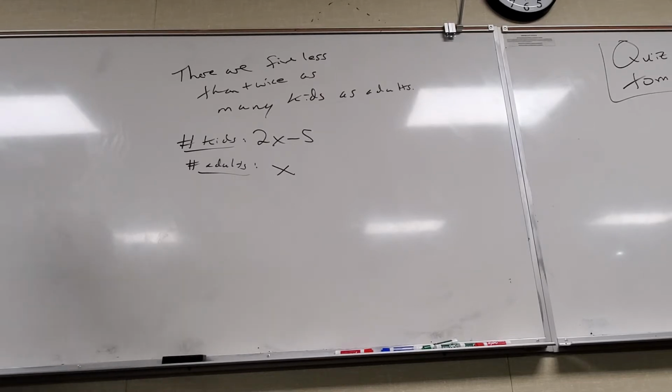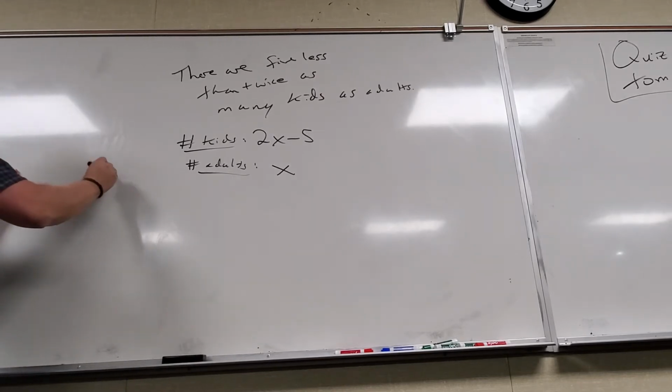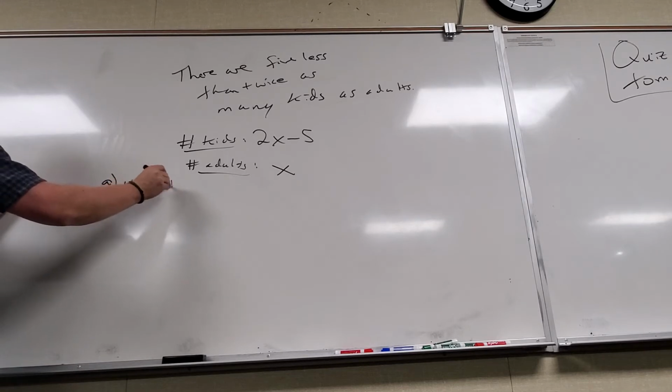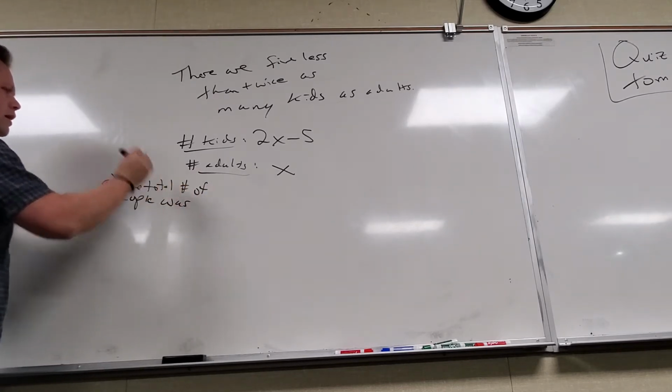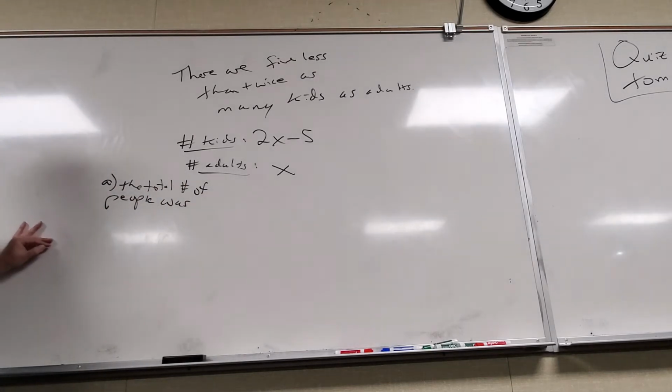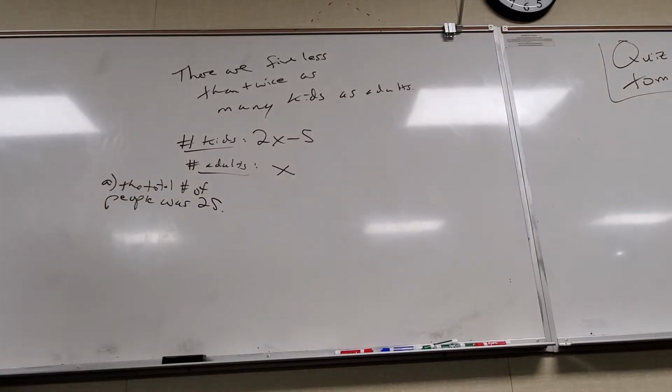If I said the total number of people was, what, Jeff? I don't know, Jeff. Come up with something, Jeff. 25. What equation would you set up? If I said the total number of people is 25. This isn't crazy, right? Total number of people. Kids are people, adults are people, right? So what would the equation be?